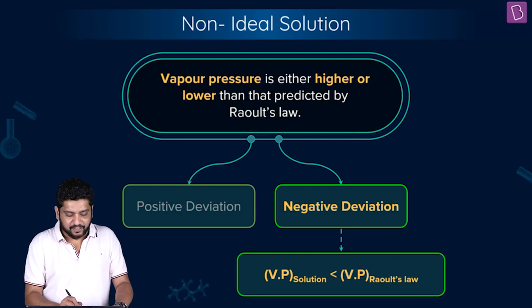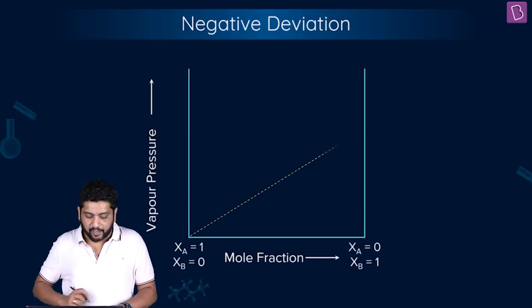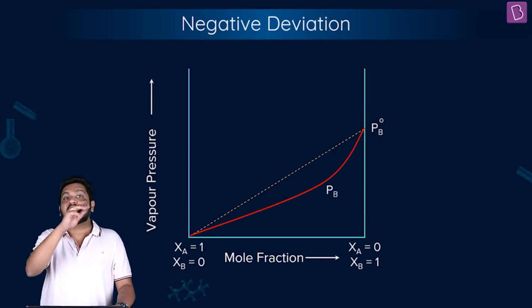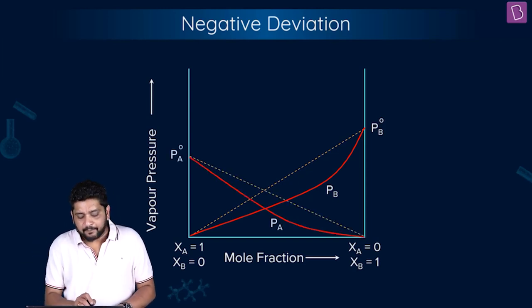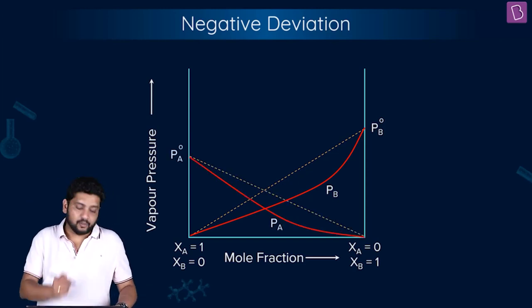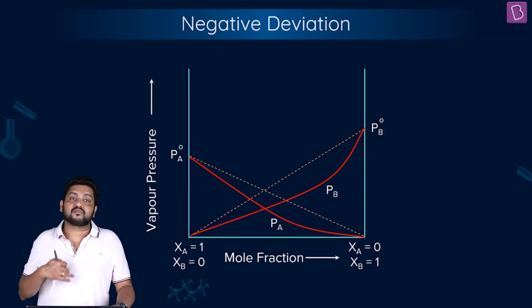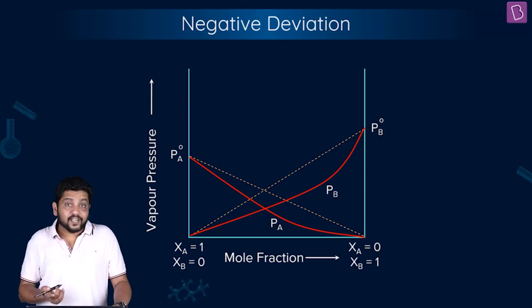So where is negative deviation? When vapor pressure is less than what is predicted by Raoult's law, what is going to happen here? The B pressure was supposed to be this, but the actual observed is the red one, which is less than what is predicted by Raoult's law. Same with A. It was supposed to be this dotted yellow line, but we are seeing this red line because the partial pressure of A is for some reason less than what was expected if pure A was there. What does that mean?